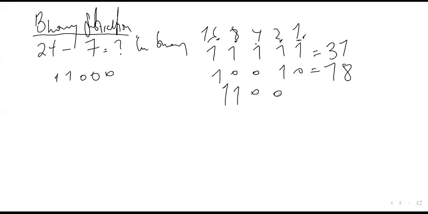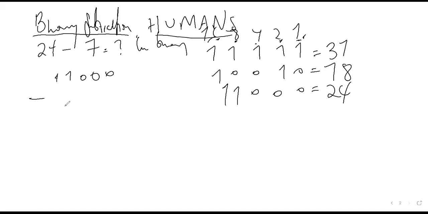1 1 0 0 0. This is 16 plus 8. This is the 24. Do you get it? Thank you very much. So we have a 12 here. 24 minus 7. I said this is for humans. This is how you subtract. So for 7, we have 0 0 1 1 1.